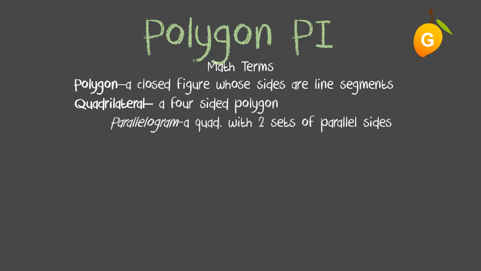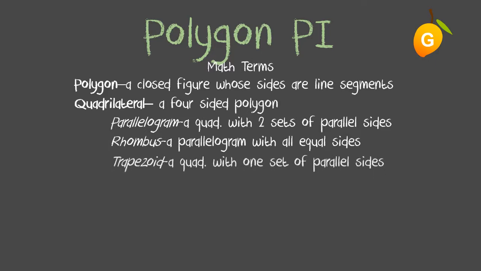Different types of quadrilaterals are a parallelogram. It's a quad with two sets of parallel sides. A rhombus, a parallelogram with all equal sides. Trapezoid is a quad with one set of parallel sides.